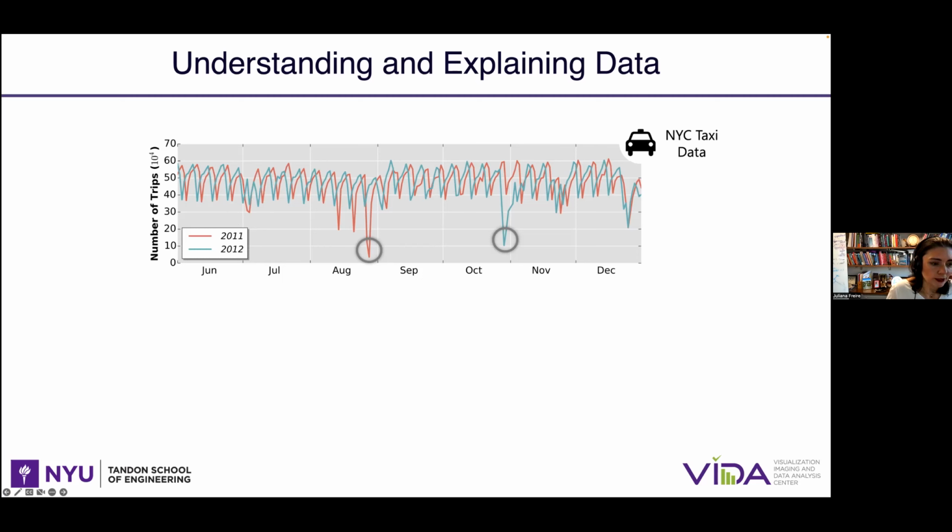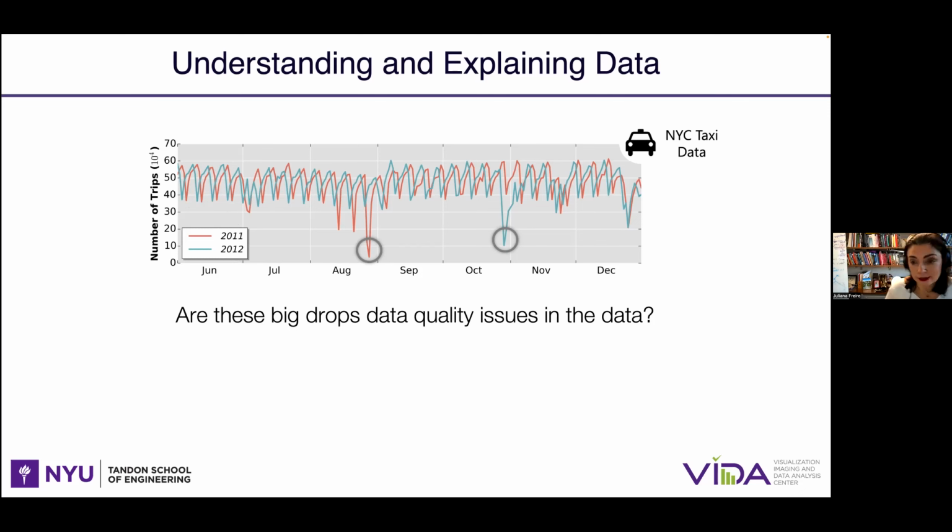And you can see that it's pretty regular, the same days have about the same number of taxi trips, except that you have these weird dips here, these outliers. And as a data scientist, you may ask, are these data quality issues in your data? Was there a problem in data collection? Or can these be explained? Do these correspond to real events?